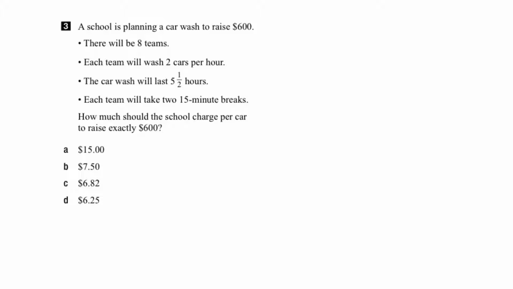One way to tackle this problem is to draw a timeline which would represent how long the car wash would last. So we would start at 0 and then add on the hours. So 1 hour, 2 hours, 3 hours, etc. And we're told that the car wash will last 5.5 hours. So we can say the end of the car wash would be right there between 5 and 6 hours. So we've used that piece of information.